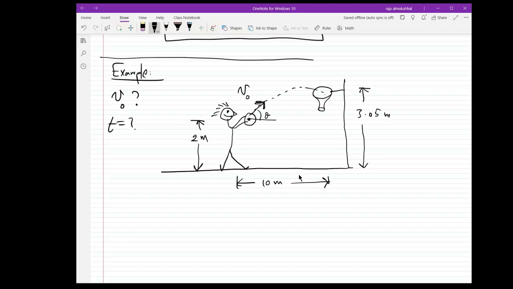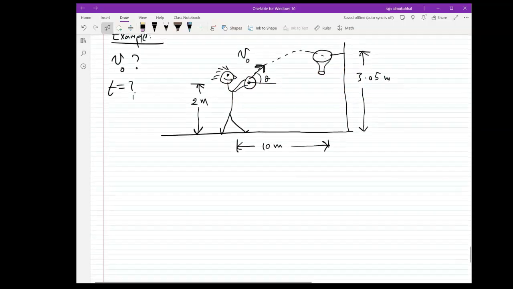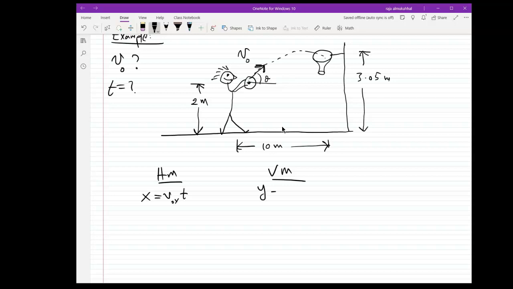So what makes this problem different and a little bit difficult is that here we have two heights. Okay. I'm going to show you how to solve it. It's not a big deal. So again, like usual, we have horizontal motion, vertical motion. The same formula that we use, x equals v naught x t and y equals v naught y t minus 1/2 g t squared. Got it?